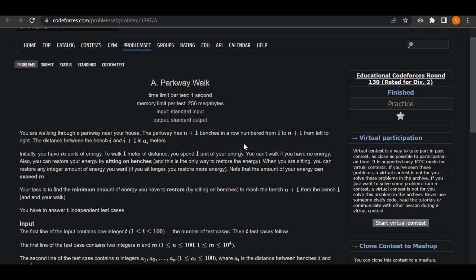Okay, so basically you're walking along a parkway that is near your house, and it has some seats numbered from 1 to n-1. So when you start walking, you have a certain energy level. So you're basically supposed to find out how much minimum energy is required to reach each and every seat. Okay, so I'll explain this a bit more using the whiteboard.